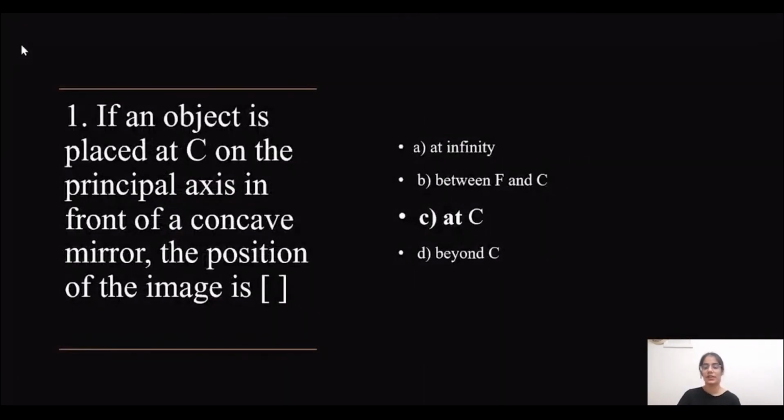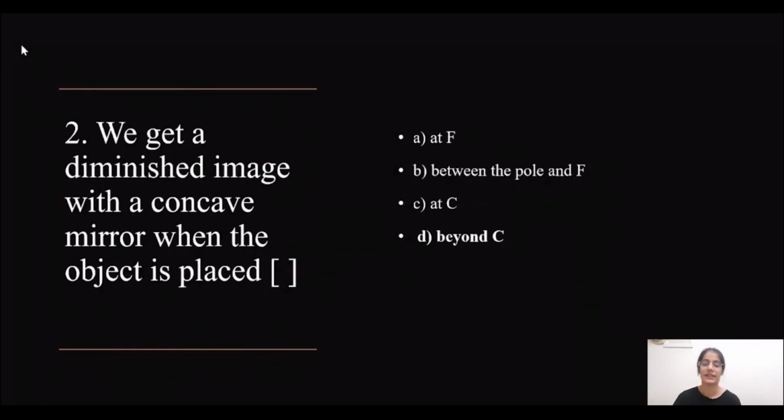These are multiple choice questions. If an object is placed at the center of curvature on the principal axis in front of a concave mirror, we already know the position of the image will be exactly at the center of curvature. Next, if we get a diminished image with a concave mirror, it means the object is beyond the center of curvature and the image is forming between focus and center of curvature and it is diminished.